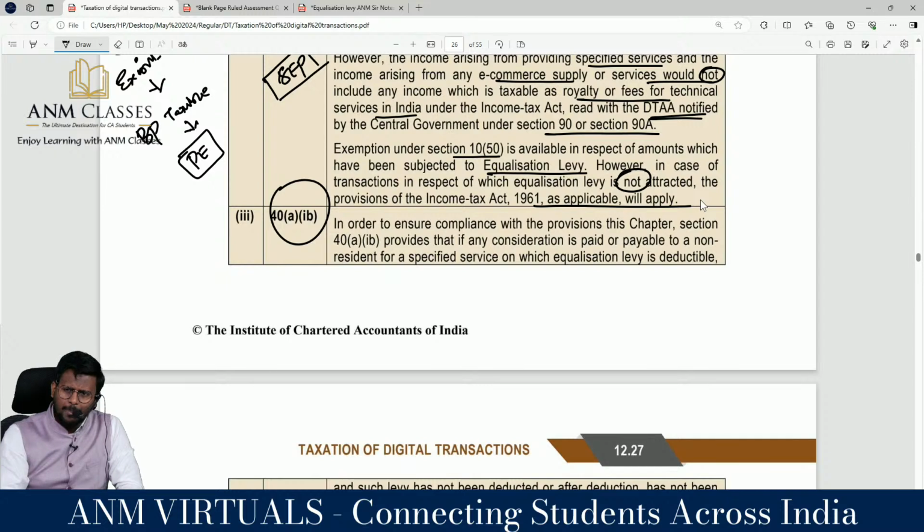Now, you are a businessman. Once you are a businessman, then only provisions of equalization levy will be applicable. You will be paying amount for the online advertisement and you will be debiting that in the P&L account as advertisement charges, correct? You want to claim that as a deduction while calculating PGBP income.